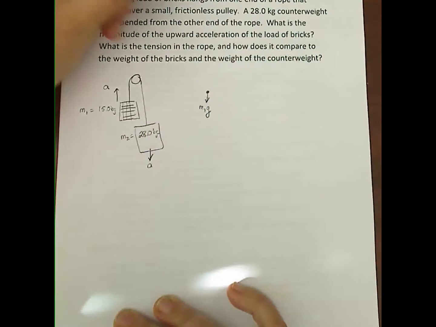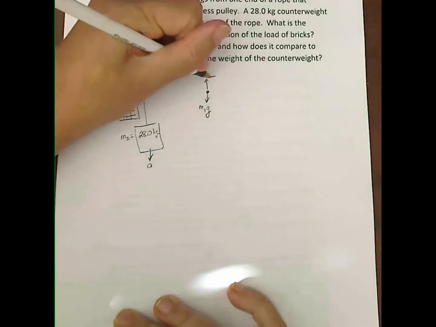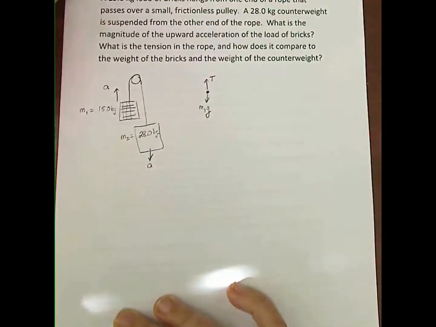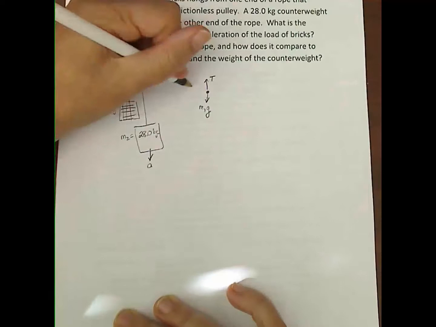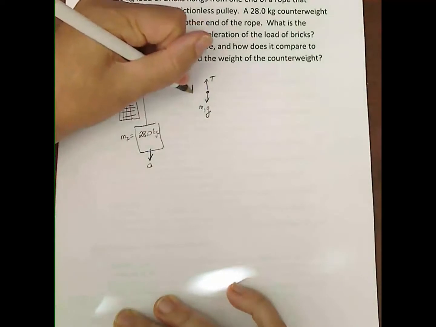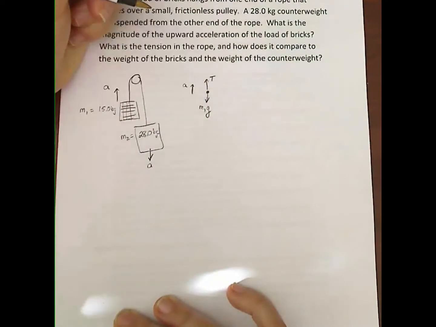Do we have a tension? Yes, we've got a rope that's pulling it upwards. Do we have a normal force? No, because it's not sitting on a surface. Do we have a friction? No, because it's not sitting on a surface. So we only have two forces here, and let me just draw an arrow indicating our net acceleration is upwards.